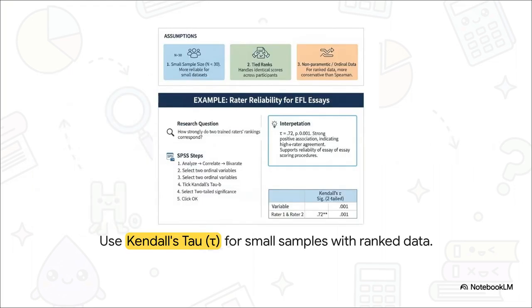And finally, there's Kendall's tau. This one's your best bet when you have a small sample size, or if your data has a lot of tied ranks, like if multiple people get the exact same score. It's a bit more conservative, which is a good thing when your data is a little messy.